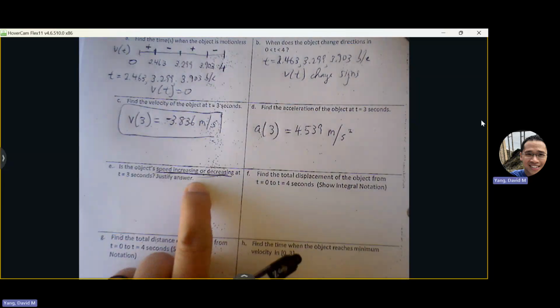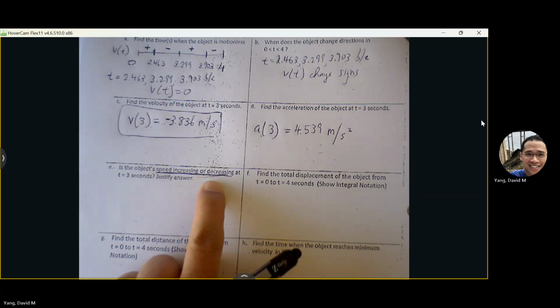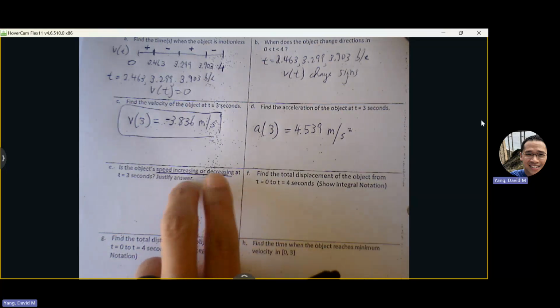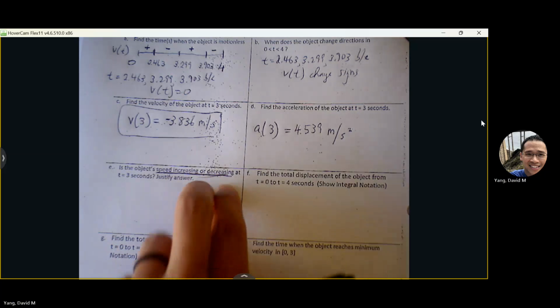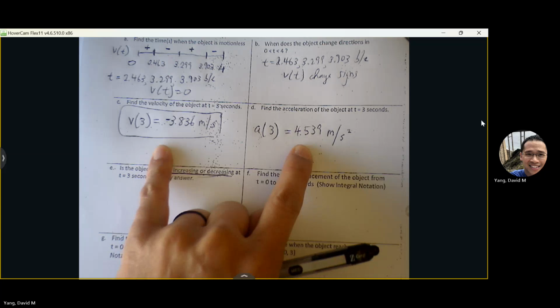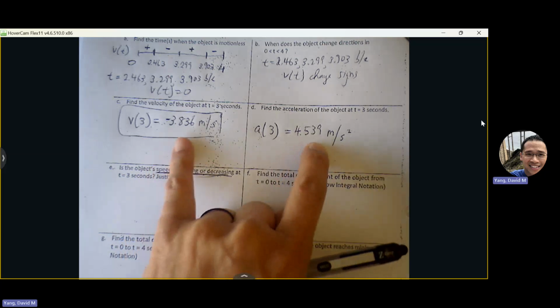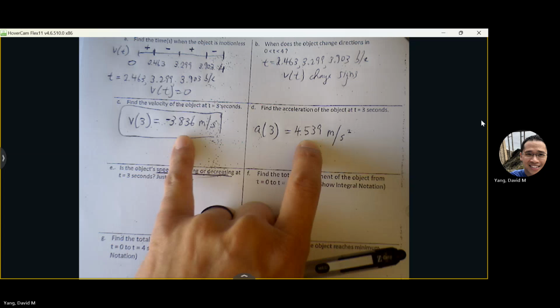Increasing, decreasing speed. How do we determine increasing, decreasing speed? Do you remember? What do we do? Compare what? Signs of velocity and acceleration. What do you notice about the signs here? Different. If they're different, then my speed is what? Increasing or decreasing? Decreasing, yeah.